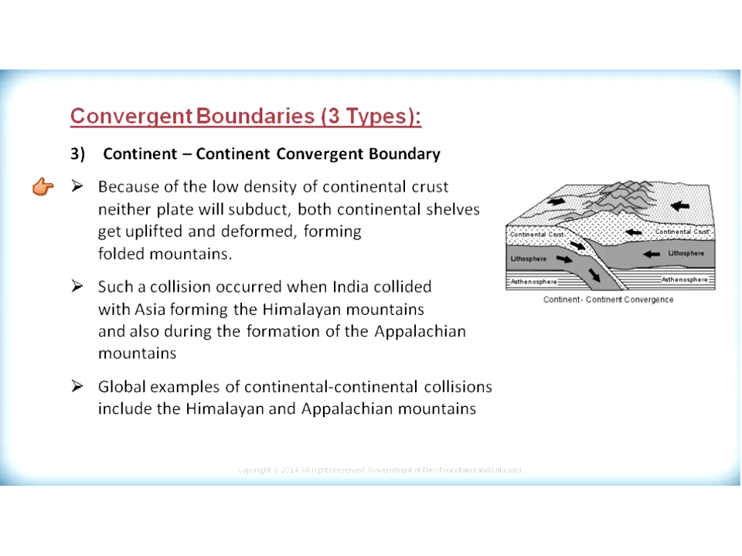Because of the low density of the continental crust, neither plate will subduct once the two continents collide with one another. And as a result, both continental shelves get uplifted and deformed, forming folded mountains. Such collisions occurred when India collided with Asia, forming the Himalayan mountains, and also during the formation of the Appalachian Mountains some 500 million years ago.